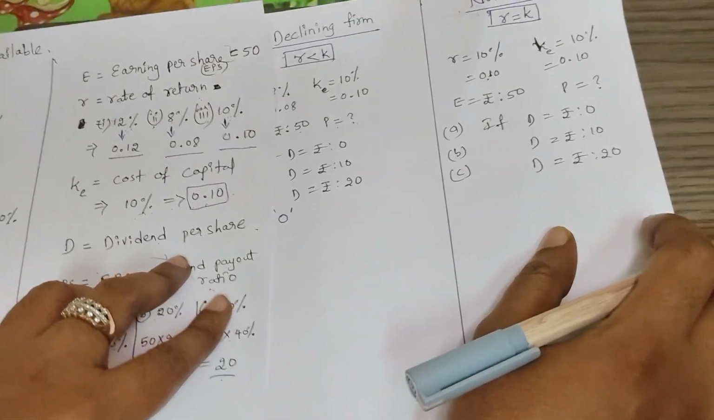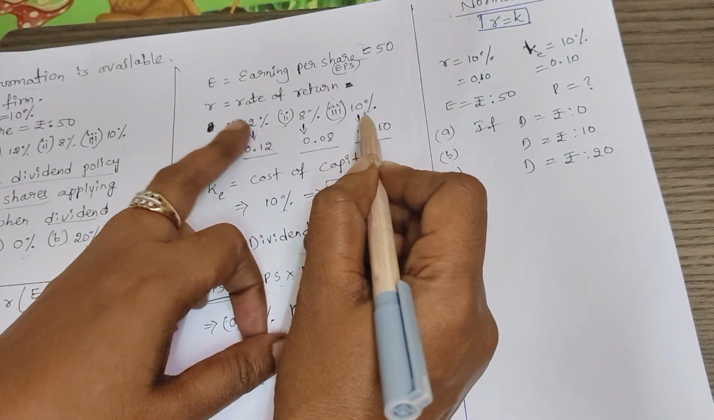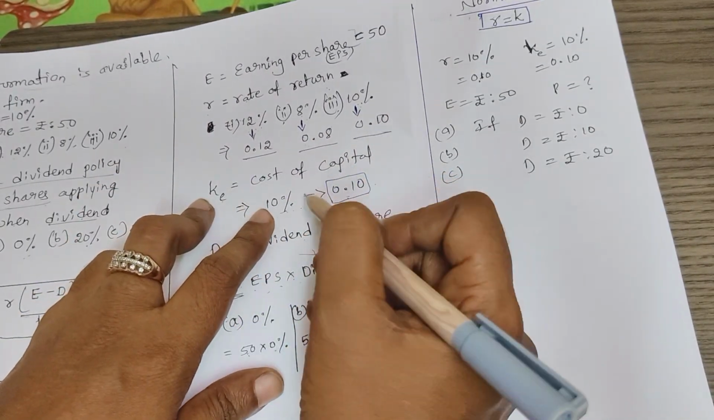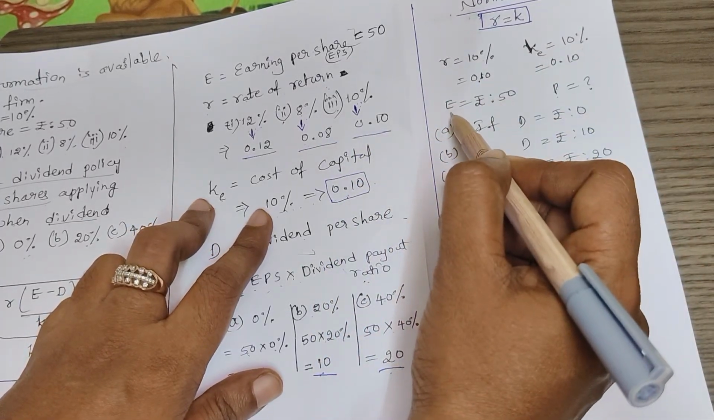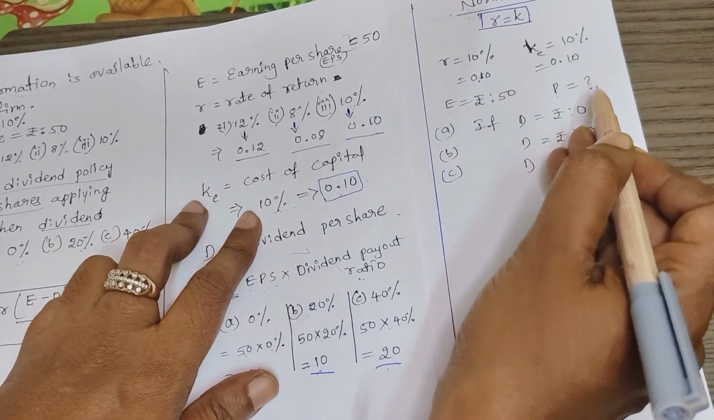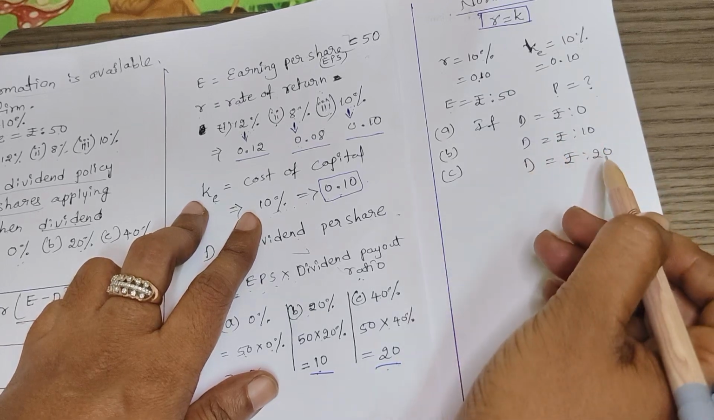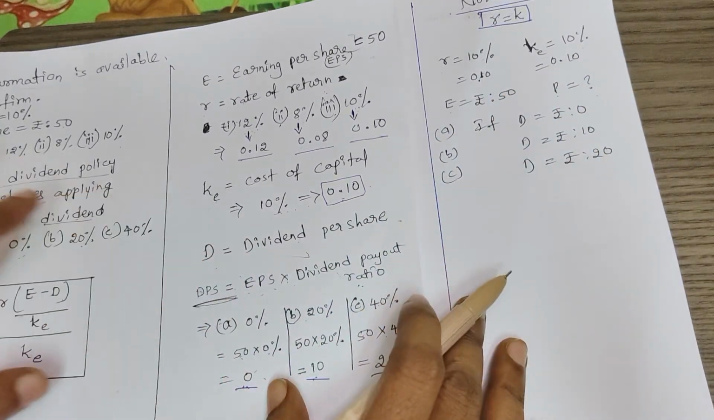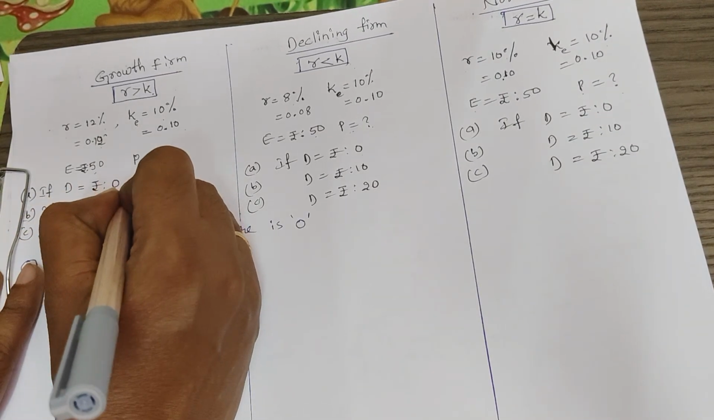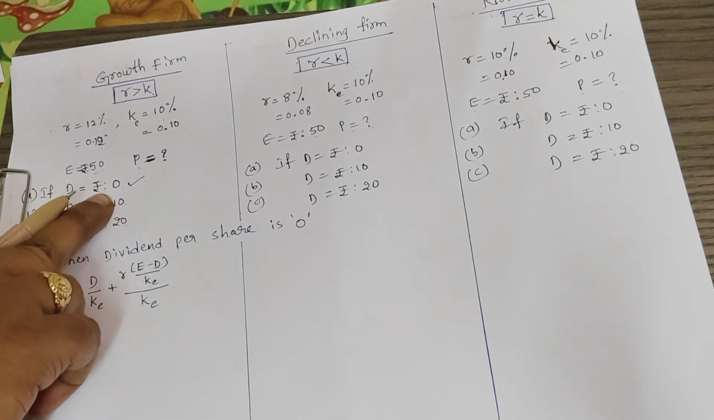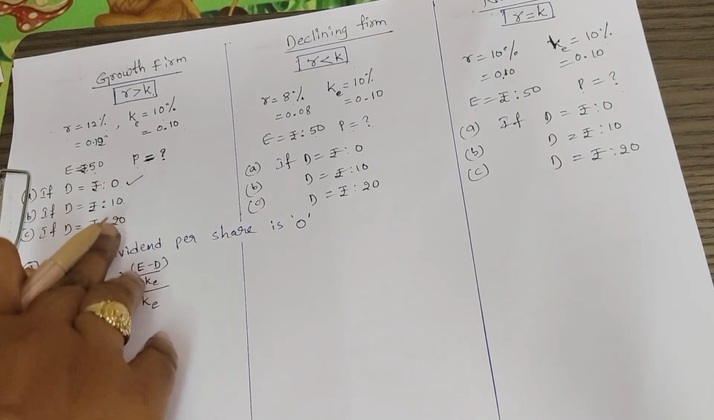Okay. And in the normal form, normal is nothing but R equals to K. What is our R value here? 10. K value 10. So both are equal. At this time, we need to find out P value. Okay, R equals to 10%, K is equals to 10%, and E is equals to 50 rupees. P is equals to, we need to find out by using D value. D is equals to 0, if D is equals to 10, if D is equals to 20. 3 times we need to find out the P value. Okay, first, when dividend payout ratio is 0, first we need to find out P value by using dividend payout ratio is 0. After calculation of this, by using 10 also we need to find out the P value. Likewise, we need to find out the P value by using 20 also.